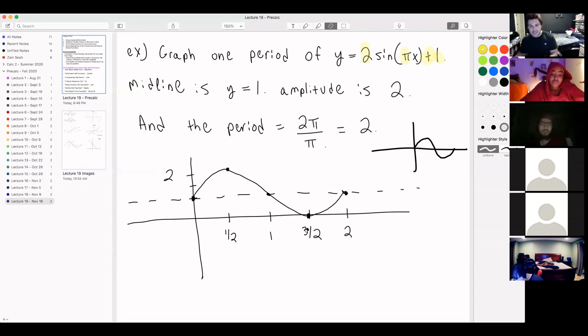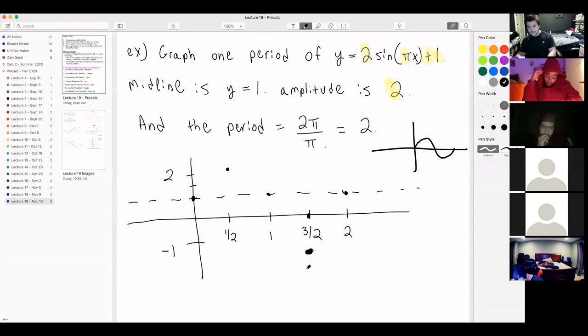Yes, so what Camille said is that the distance from the midline to the minimum point ought to be 2 because the amplitude is 2. And she saw that that distance is not 2, it's 1. So there's something wrong with this graph. And yes, there is definitely something wrong with this graph. So pretty much the point at 3/2 has to go down 2 spots from the midline of 1. So you go down 1, 2 at -1. And that's where the point at 3/2 is. Yes, very good. Good observation. So yes, now with the right thing, we can make a graph. Very good.